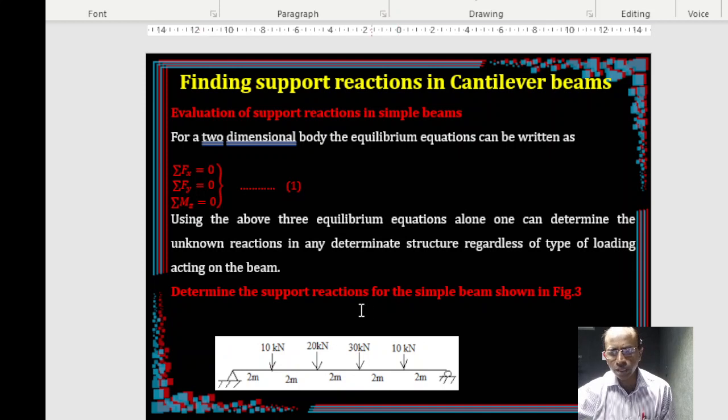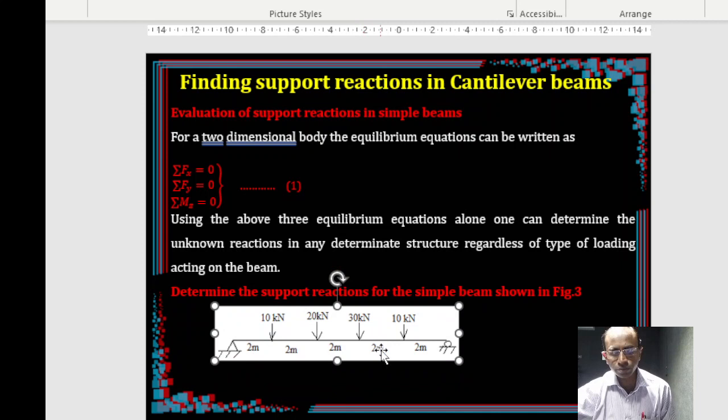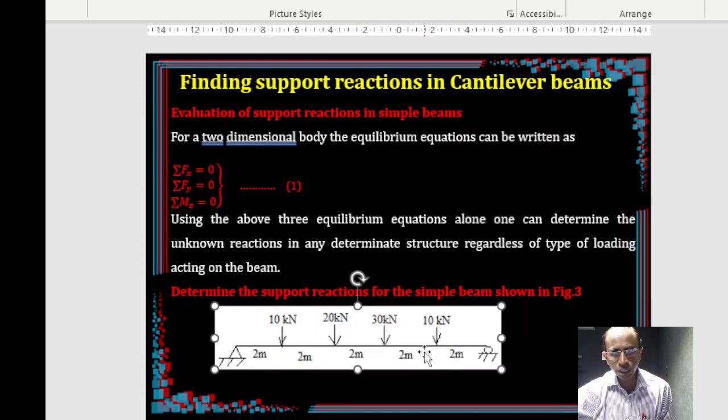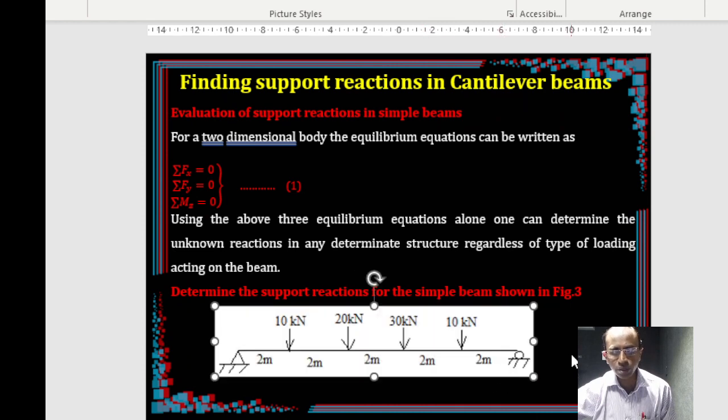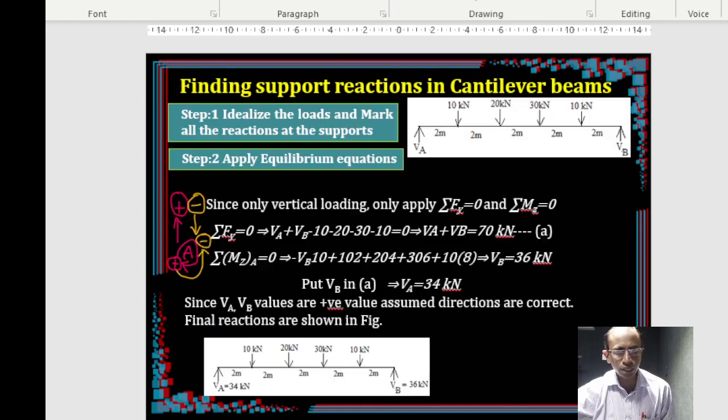So based on the equilibrium conditions only, we will find the support reactions. After all, the beam has to be in equilibrium, right? So for the beam to be in equilibrium, it must satisfy the equilibrium condition. That means these equations must be applicable. So based on that background, we will try to solve the support reactions for whatever may be the loading. Doesn't matter if it is concentrated loads or a combination of the loads, you can simply follow these two steps and find out the support reactions. What are those two steps?